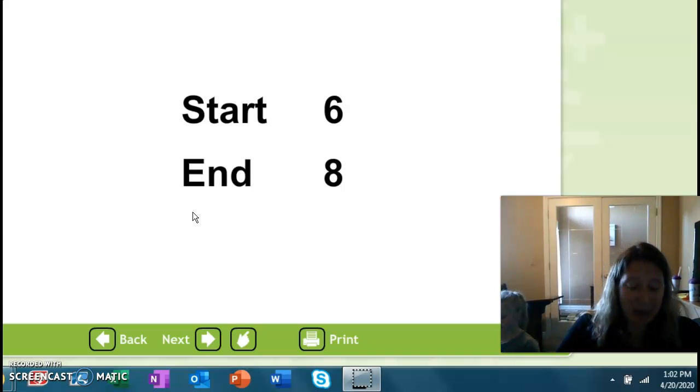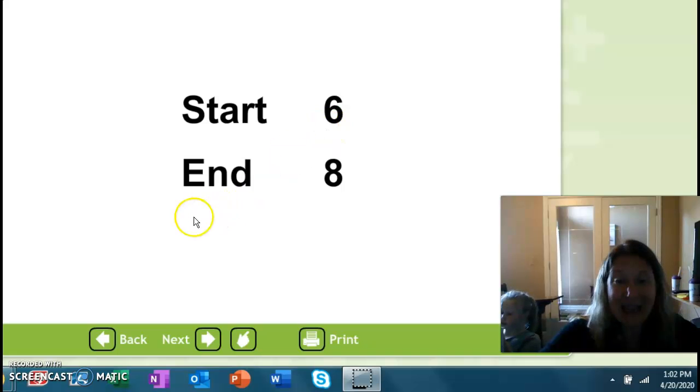So look at my example here. I think this will make more sense when you look at my example. Notice that my starting number is 6. How many did I start with? 6. And how much did I end with? I ended with 8. So did I end up with more or less than I started with? More. I ended up with more. Good.